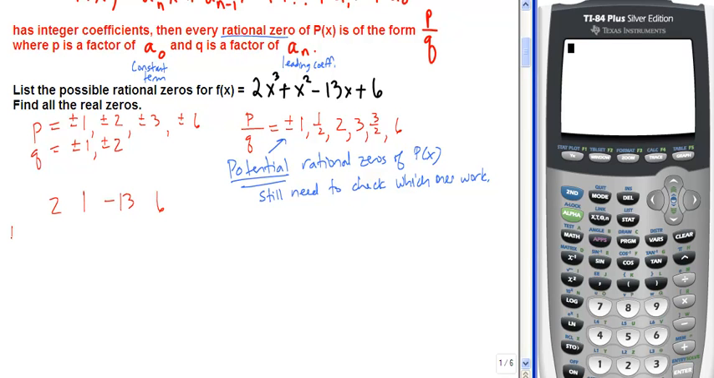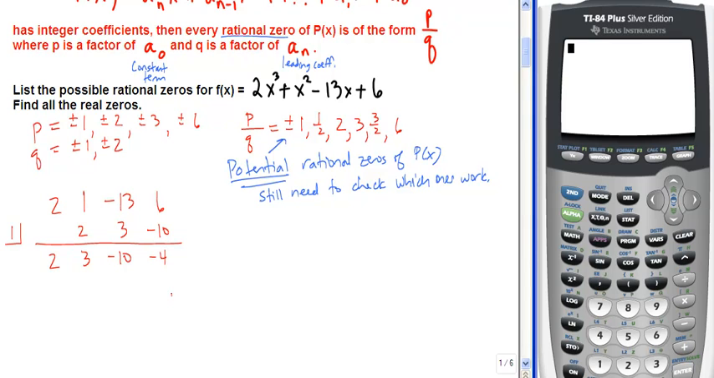So that means I'm going to put 1 in my little box in the corner, and I'm going to draw my line, and I bring down the 2, and then I'm going to multiply. 1 times 2 is 2, add down, 1 plus 2 is 3, 3 times 1 is 3, add down, negative 13 plus 3 is negative 10, multiply, and I get negative 10, 6 minus 10 is negative 4.